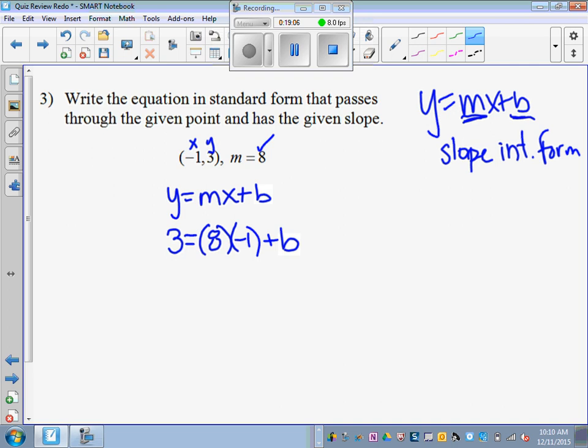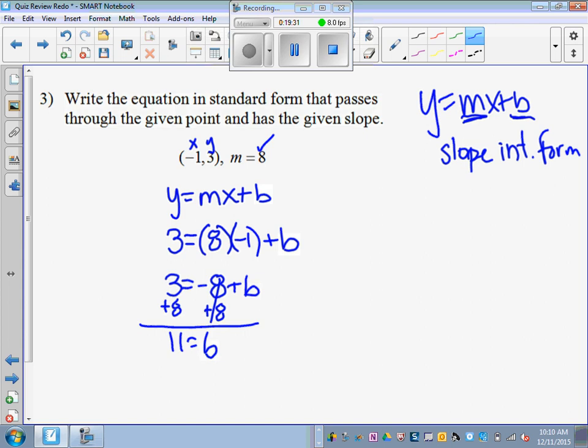Okay, so now we need to solve for b. We get -8 plus b. So what do we need to do? It has plus b. Good. Add 8. So we get 11 equals b.